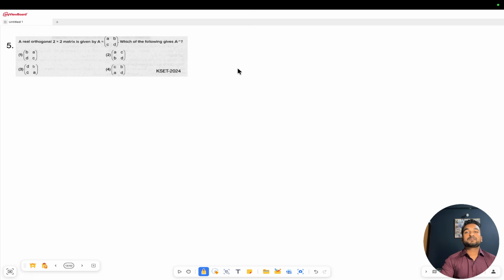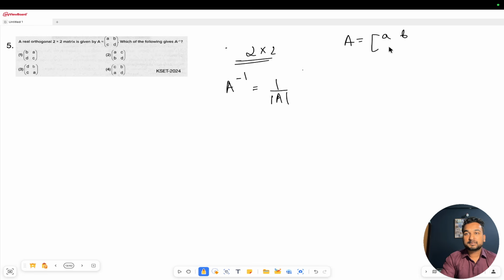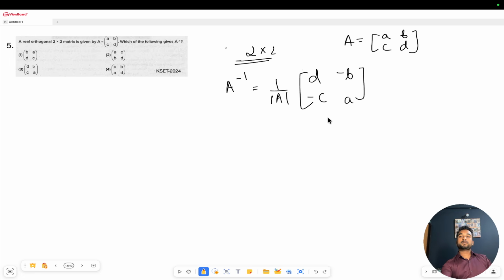Okay, so if a 2 cross 2 matrix is given, then to calculate its A inverse, what you have to do is divide by its determinant, and if the matrix is like this, A, B, C, D, then just replace these two diagonal elements by each other. This D will come here, A will come here, and these two will remain at this position. Just put a negative sign. So this will be A inverse.